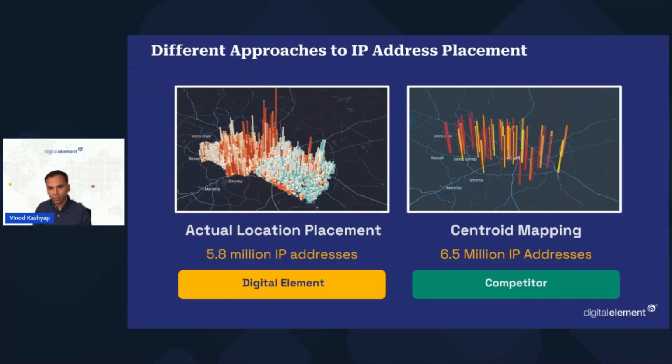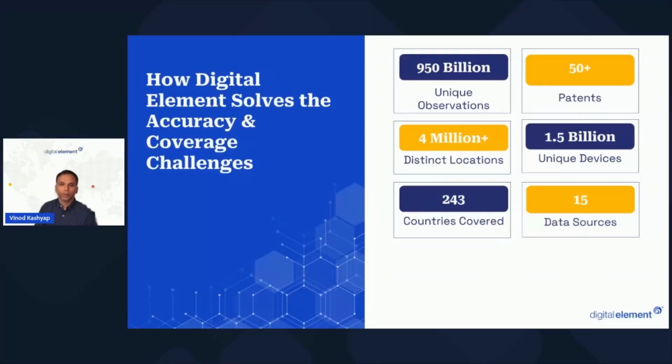And this is the reason why, in our Pulse Plus product that you see on the left side here, when we put the IP address on a map, it's actually in the location where it is. So how does Digital Element do this? Well, first of all, we have over 15 different sources of data that are coming in, and we have 50 different patents to enable these sources on collecting the data from various ways.